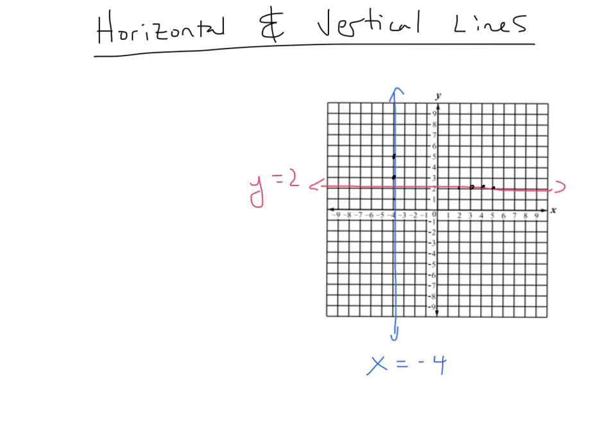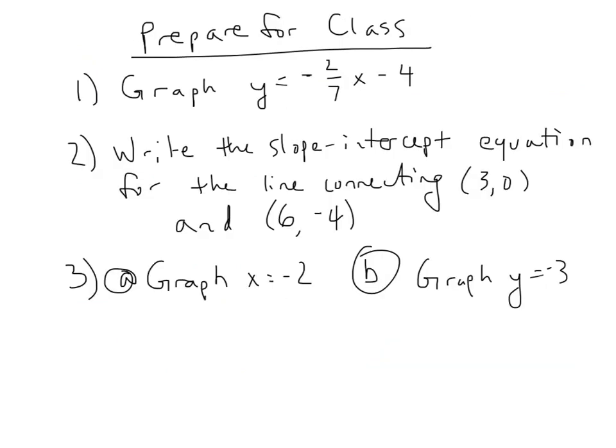On the next page I'm going to present you with a few problems that I'm going to ask you to prepare for class tomorrow. By completing these problems, that's how I'm going to give you a homework grade for tonight, so please make sure you complete these problems for class tomorrow. Please graph this line given in slope-intercept form. Write the slope-intercept form equation for the line connecting 3, 0 and 6, -4. And finally, graph the line x equals -2 and the line y equals -3.